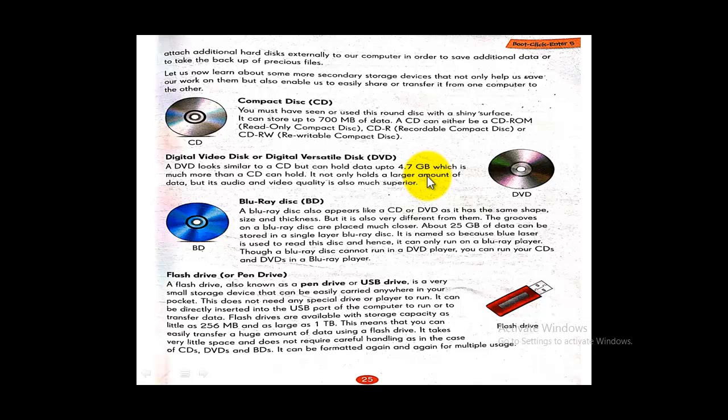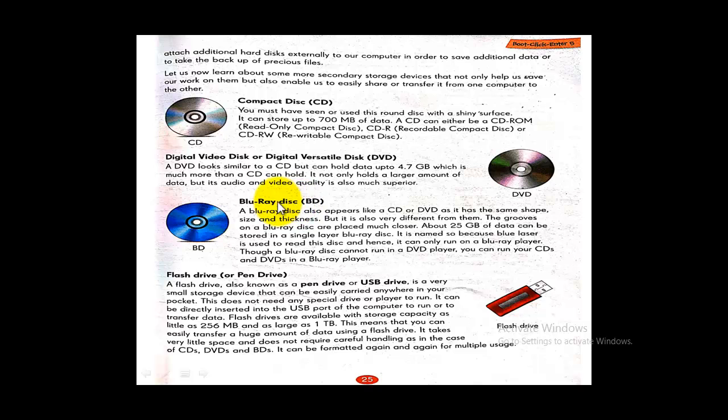Now there is one another DVD also, the double layer DVD. A single layer DVD can store only 4.7 GB of data, but a double layer DVD can store up to 8.5 GB of data. In your book, it is given only for a single layer DVD, which can store up to 4.7 GB of data. For a double layer DVD, it can store up to 8.5 GB of data.